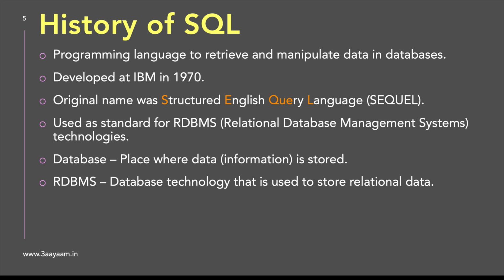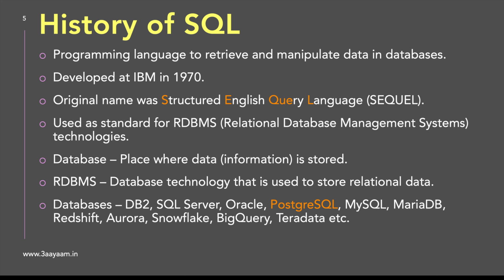And RDBMS is a database technology that is used to store relational data. So relational data means that in a database there can be multiple objects and those objects are related to each other. That's what RDBMS is. I'll tell you how that relation is built, but essentially that's what RDBMS is.